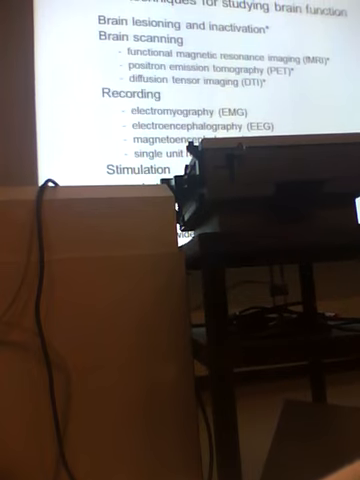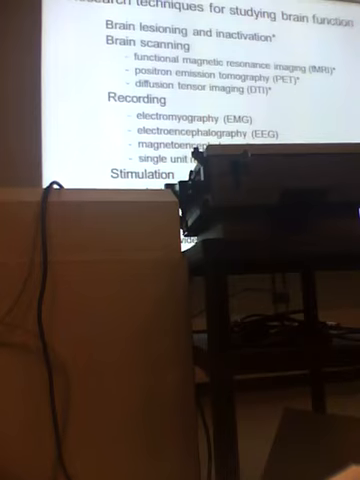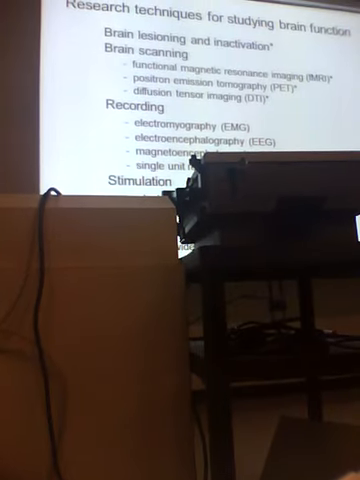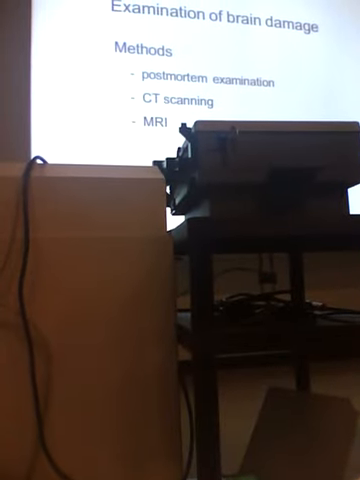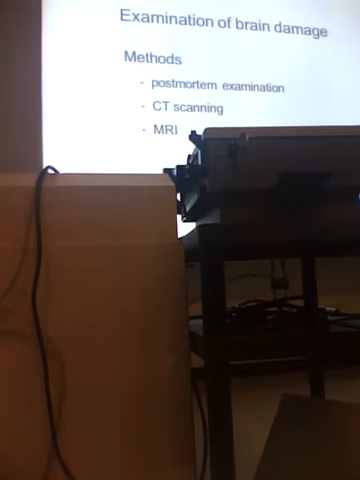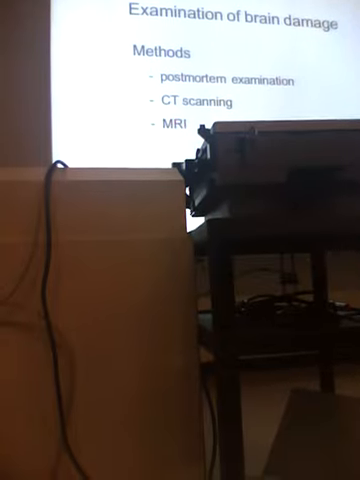So that's starting off with just listings of these things. So what I want to do now is to talk about many of these things in more detail, just to flesh the whole thing out a little bit more. So we'll start off by examining brain damage. And there are three basic ways you can do this. You can do post-mortem examination, or you can do CT scanning, which is very common, or you can use magnetic resonance imaging, so-called MRI.